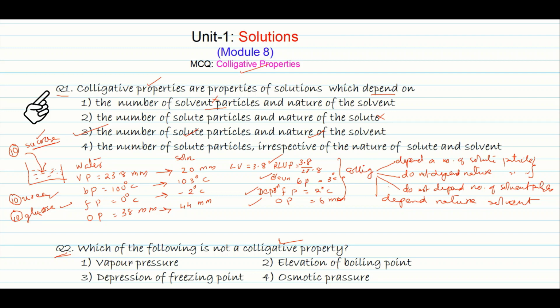Option 1 is vapor pressure. It is not a colligative property. Actually, relative lowering of vapor pressure is the colligative property, so vapor pressure itself is not a colligative property. Elevation of boiling point, it is a colligative property. Depression of freezing point, colligative property. Osmotic pressure, colligative property. The question is asking which is not a colligative property. So answer is 1. Okay.